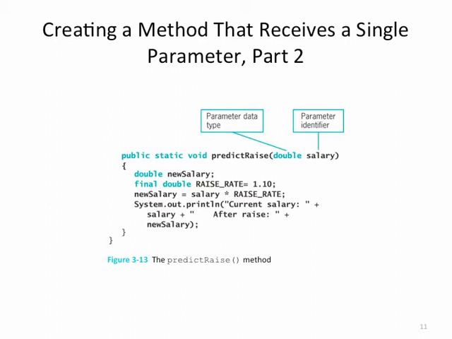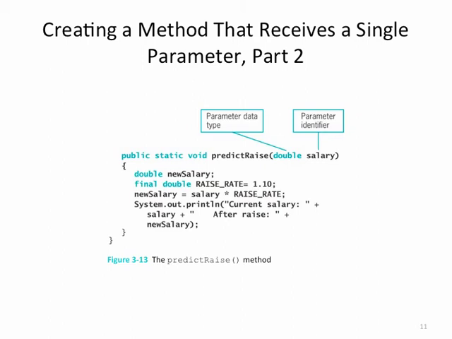And then we have an output statement, System.out.println, "Current salary", that's our string literal that will be displayed, plus whatever's in the variable called salary, plus "after raise" will be displayed, plus whatever's in the variable newSalary.